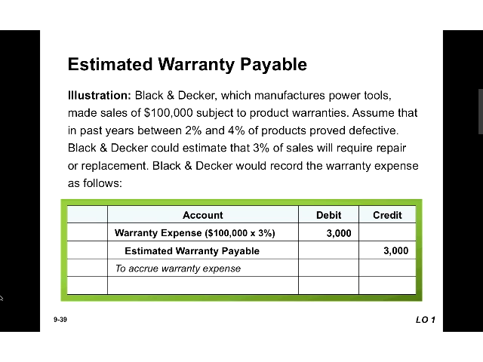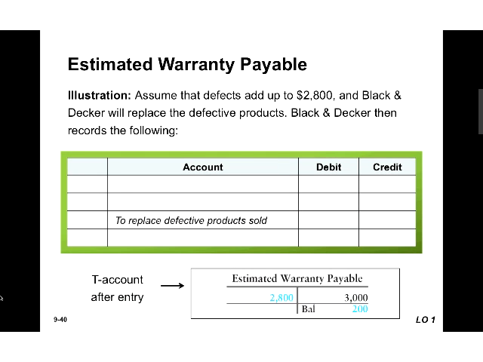In this case, Black & Decker is estimating that out of the sales this period, $3,000 of warranty expense will be incurred. So that's journal entry 1. That's done in the period of sale. Now the second scenario: let's assume the defects add up to 2,800. This is now a future period. People have brought in their small tools and we have $2,800 of replacements.